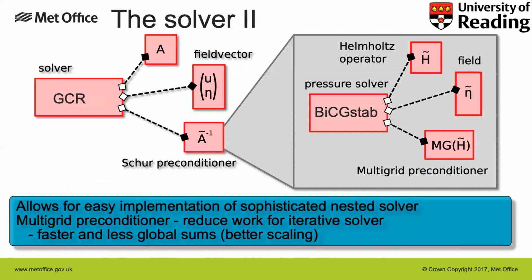So in terms of actually the code, we end up with this nested solver where we do the GCR, and the GCR has an operator which is the Schur preconditioner, and that itself has to solve, and uses BiCGStab and multigrid for the Helmholtz operator. So this allows for an easy implementation of quite a sophisticated nested solver. We can use the multigrid preconditioner to reduce the work for the iterative solver. So it's faster and then uses fewer global sums, which gives better scaling.